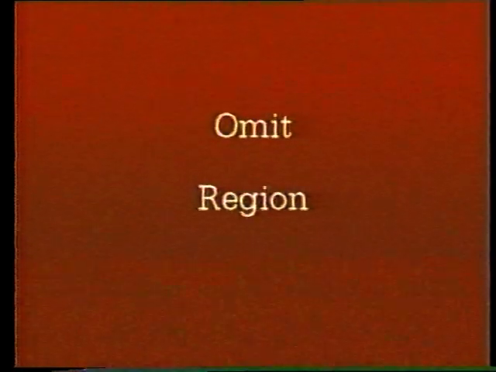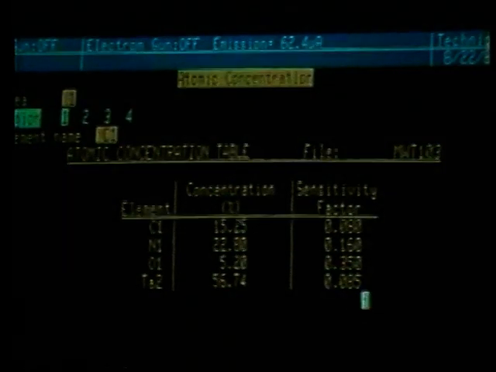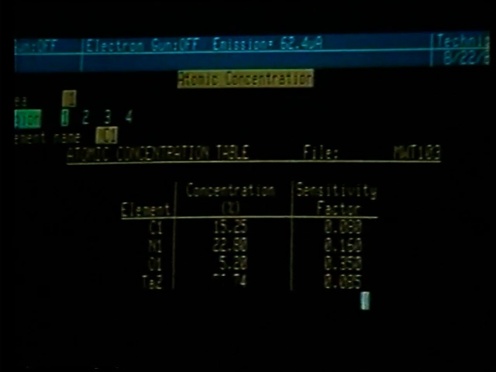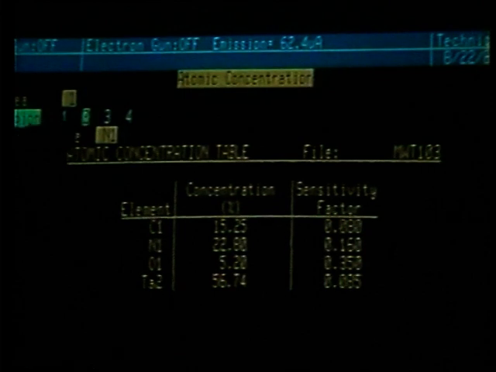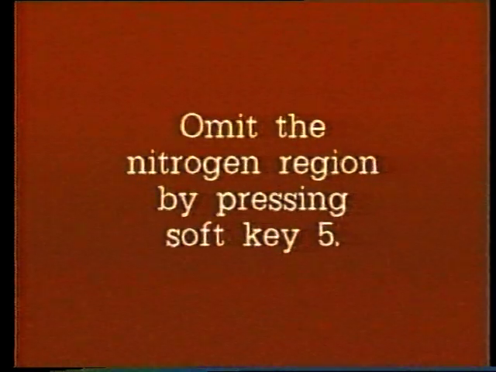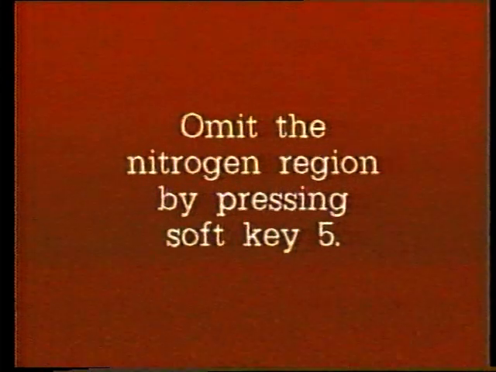To demonstrate the omit region, for example, oxygen is quite small. Let's omit the nitrogen so that we can find out how much carbon, oxygen, and tantalum is there without calculating for nitrogen. Nitrogen is region number 2, pressing function key number 1 until we toggle to the nitrogen element, being region number 2. We can then omit that by pressing soft key number 5.